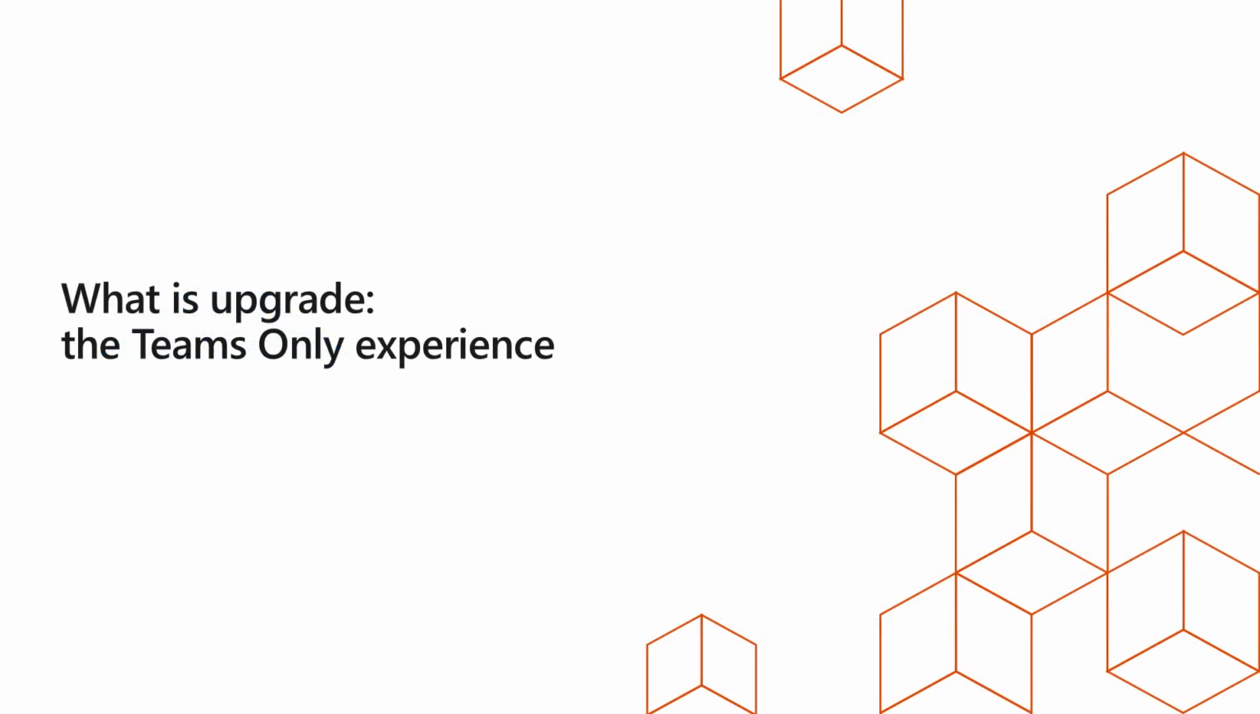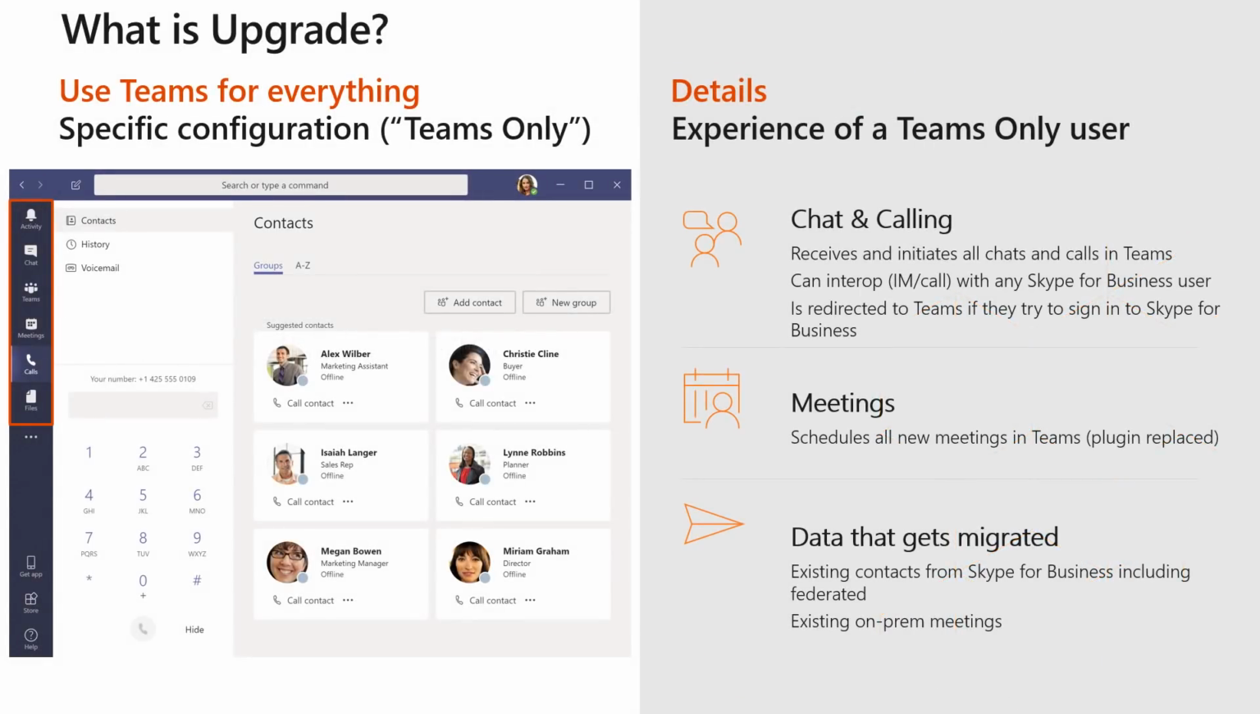So what is an upgrade? We refer to it as the Teams only experience, but what does that really mean? What does that really look like? The definition of upgrade in this training is to utilize Teams for all of the various modalities that Teams can provide. This includes chat, calling, meetings, collaboration, basically everything that the Teams client is capable of providing means that you have been successfully upgraded when you're using Teams for that. This is referred to as a specific configuration or a coexistence mode that we call Teams only.